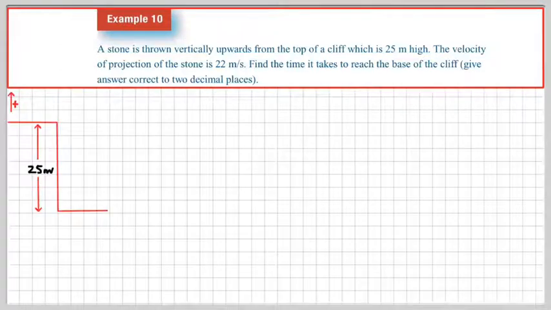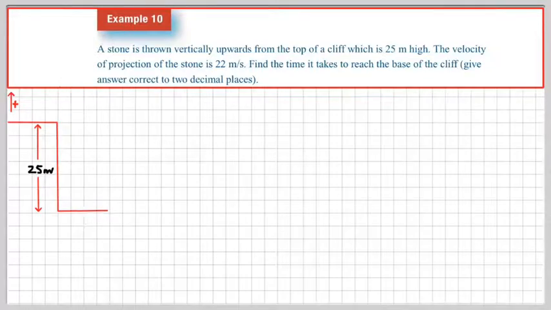What I've chosen to do here is always draw a little picture. I usually choose up as positive. If you're consistent with whatever your choice is, it will work out perfectly fine within the context of whichever direction you've chosen as positive. You just have to be consistent in what you call plus and what you call minus. Now, there's my scenario. I want to work out the time it takes to do this.